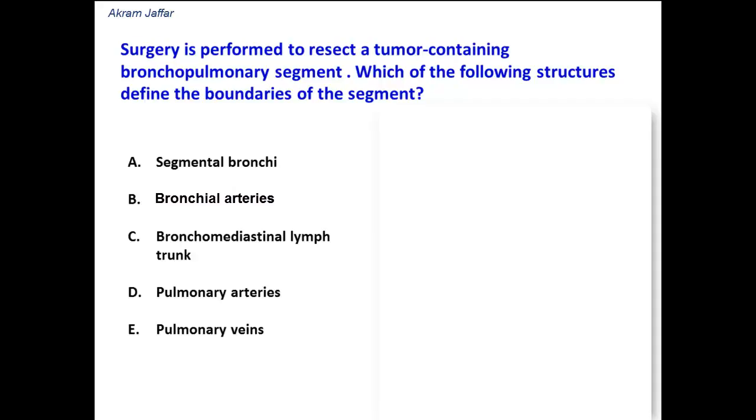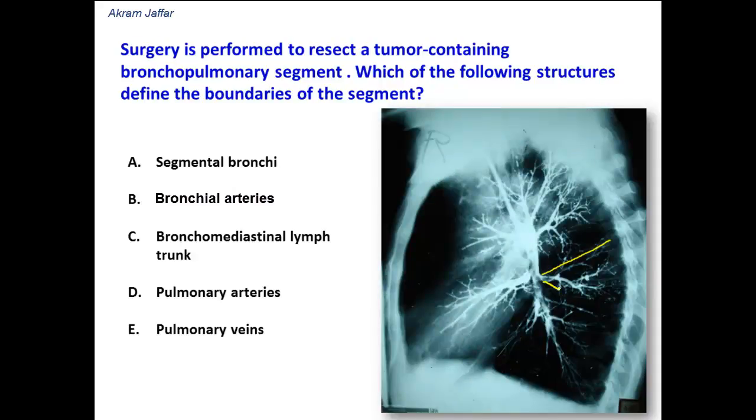But in general, a segment is a piece of a lung that is pyramidal in shape. The base of the pyramid is toward the periphery of the lung, and the apex of the pyramid is toward the hilum of the lung. Each of these segments has its own blood supply and bronchial supply.